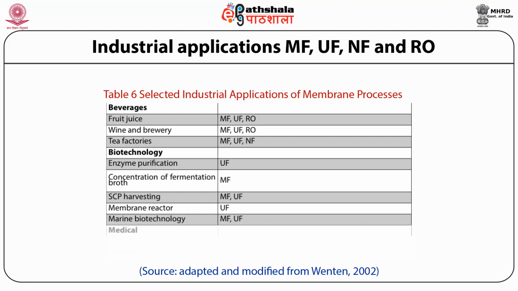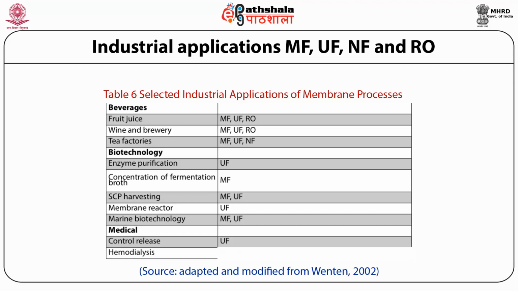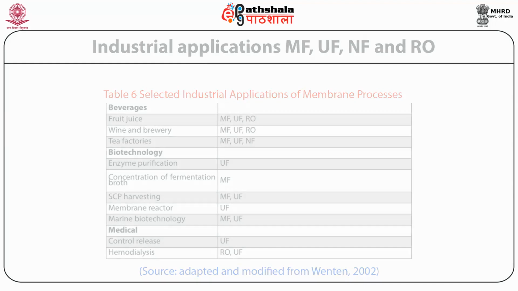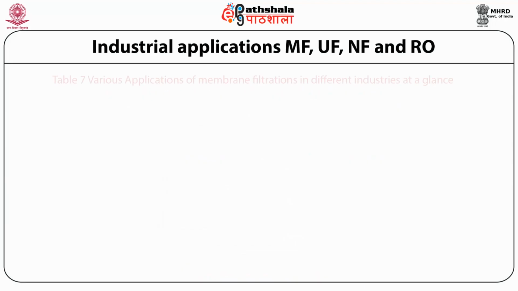If we have a look at the medicinal sector, then for controlled release of different drugs, UF is used, and for hemodialysis, normally this process is used for the purification of blood, RO and UF are being used. Table 7 shows the various applications of membrane filtration in different industries at a glance, which has been taken from the official website of GIA.